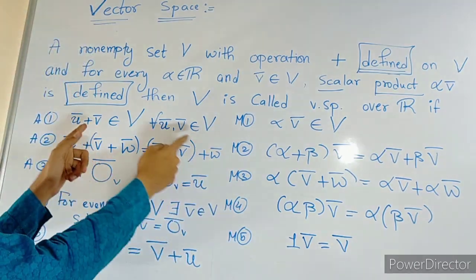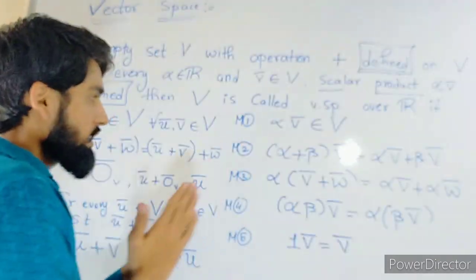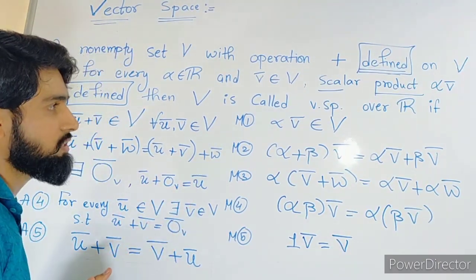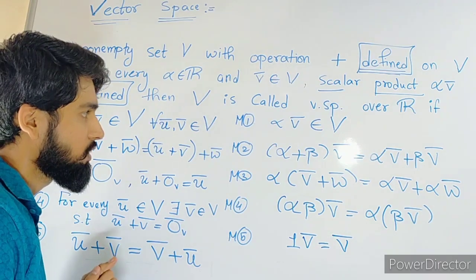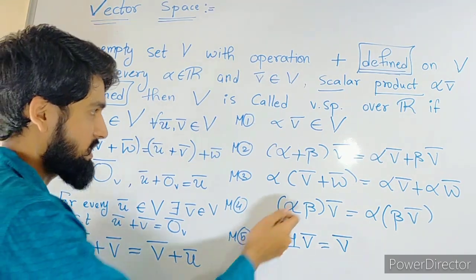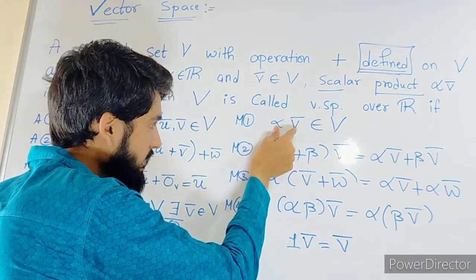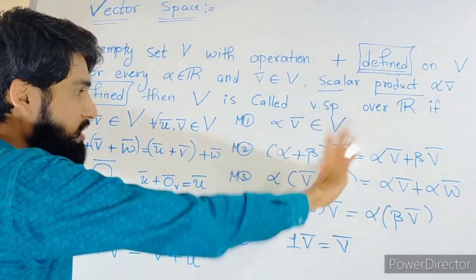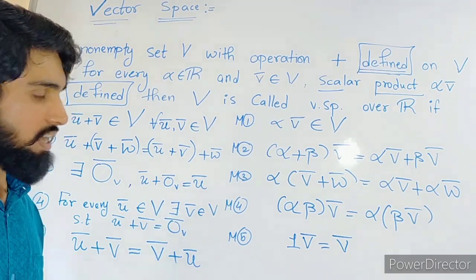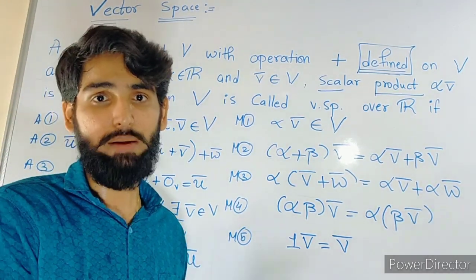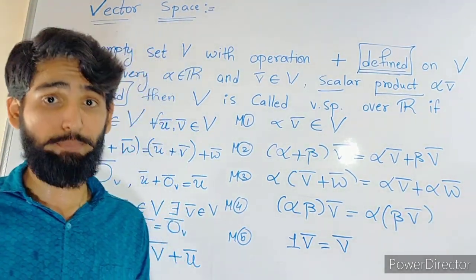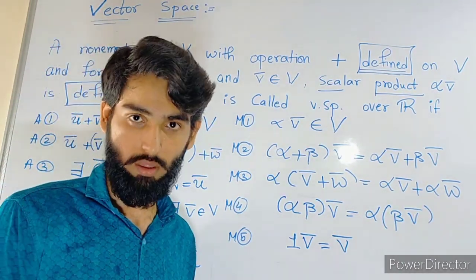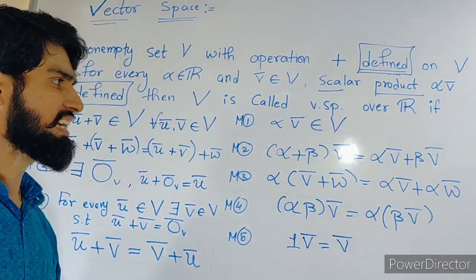The similar conditions over here are seen in M1 also. M1 means a condition under scalar product. The first condition tells us that if I take the scalar product of alpha, any real number, and v bar, an element of V, the new vector which is formed must be inside V. That means my operation must be closed over here also.